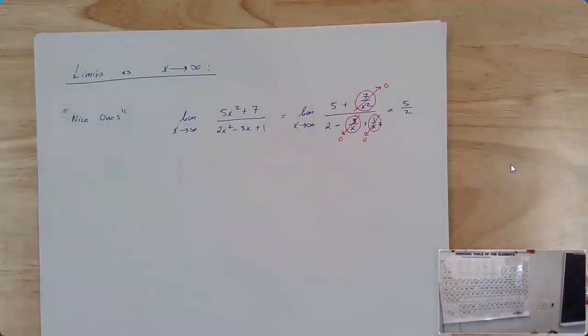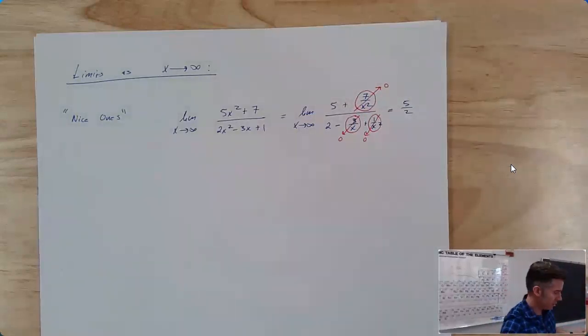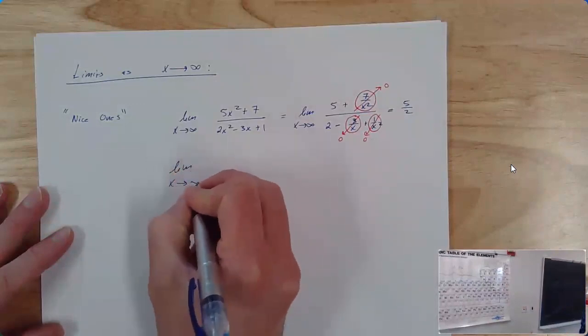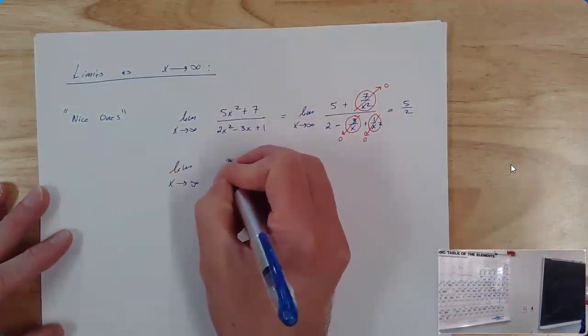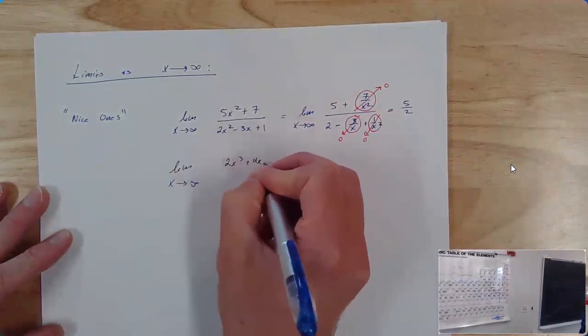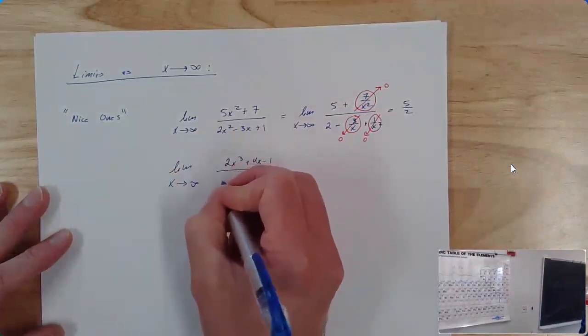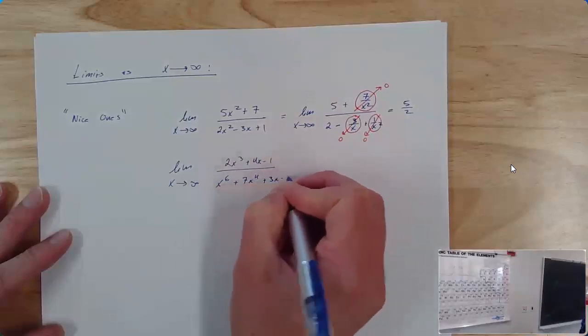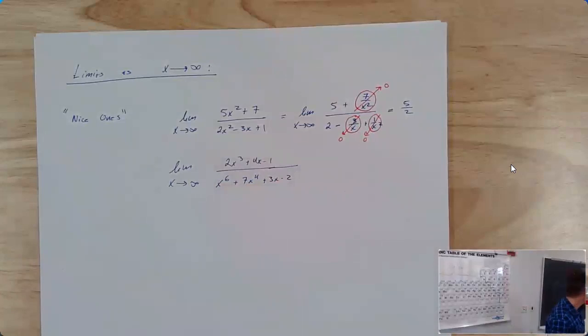And they're fairly, quote unquote, nice, as long as the degree on top is smaller than or equal to the degree on the bottom, the highest power. So this would also work out just great if there was a limit as x goes to infinity or minus infinity of 2x cubed plus 4x minus 1 over x to the 6th plus 7x to the 4th plus 3x minus 2. This one, you would do the same sort of thing.